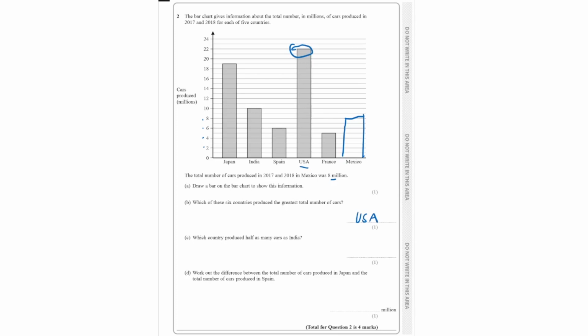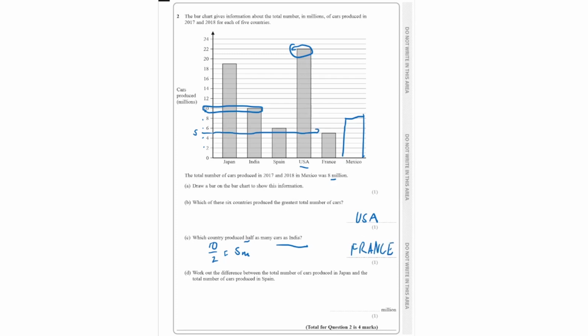Which country produced half as many cars as India? So first off, let's see how many cars India made. So we can see here that they made 10 million. So we can write here 10. Half of 10 is divided by 2. So who produced 5 million cars? Let's see. So we go here between 4 and 6. We have 5. So we draw an arrow. Who meets this arrow? It is France. France.